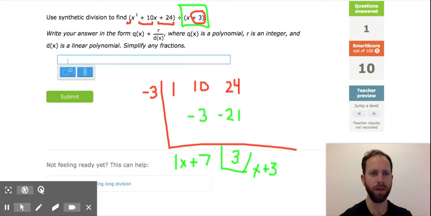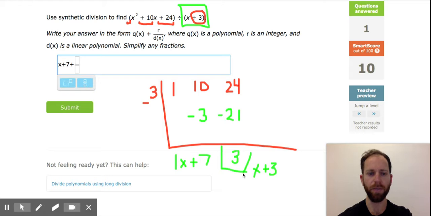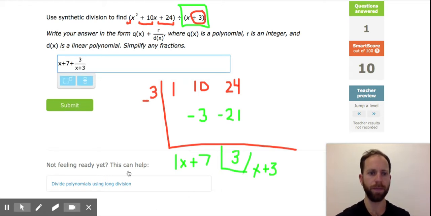Let's go ahead and put that in here. Remember, it says write your answer in this form. This is similar to the long division form we were using. So our form is x plus 7 plus, and then the fraction with the remainder in it. 3 divided by x plus 3.